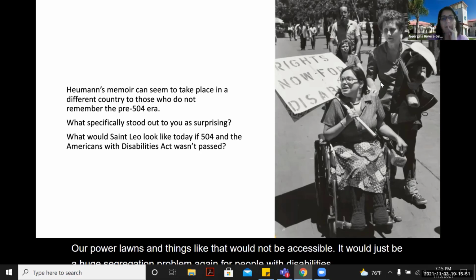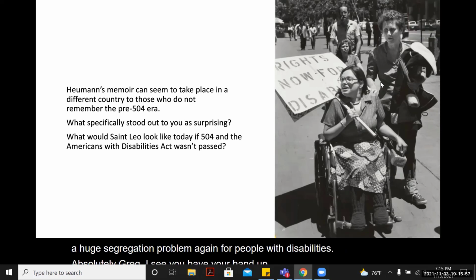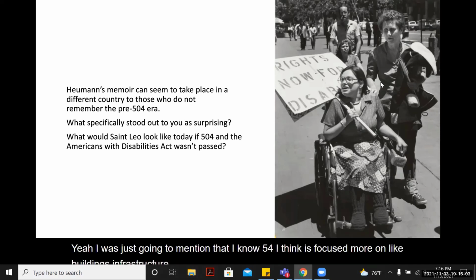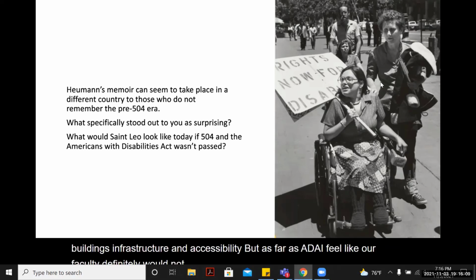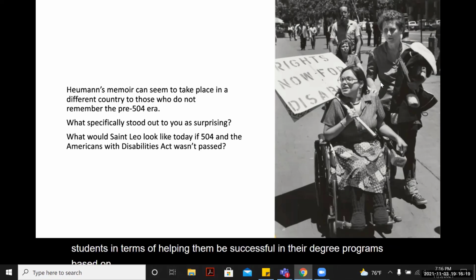Yeah, absolutely. Greg, I see you have your hand up. Yeah, I was just going to mention that I know 504 is focused more on buildings, infrastructure, and accessibility. But as far as the ADA, I feel like our faculty definitely would not be aware of accommodations and how to accommodate students in terms of helping them be successful in their degree programs, based on whatever kind of accommodations they would need.